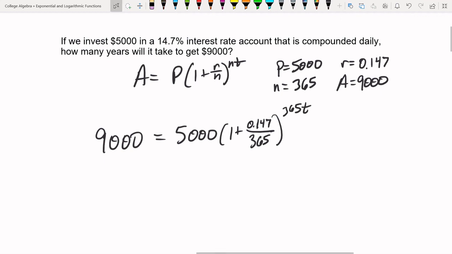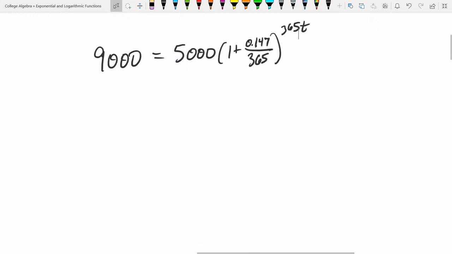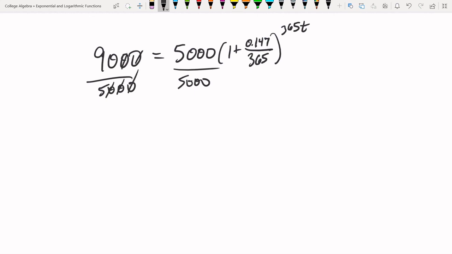Now to solve this, we're going to use a little trick that's quite handy, and it uses once again that property of logarithms. First thing I'm going to do is divide the 5,000 to the other side, and you'll see it's just 9/5. I'm also going to simplify the inside, hopefully into a nice number. It is not. Okay, so I'll leave it: 1 plus 0.147 over 365.